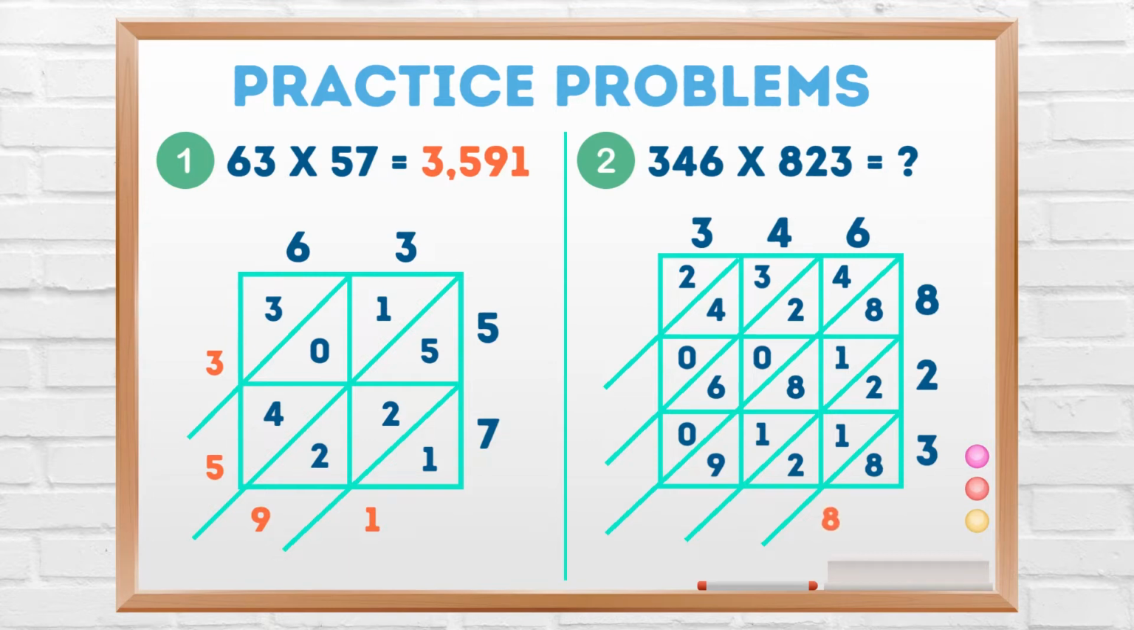8 is on its own, 2 plus 1 plus 2 is 5, 9 plus 1 plus 8 plus 1 plus 8 is 27, so we write 7 on the outside of the box and carry the 2. 6 plus 2 plus 4 plus the extra 2 is 14, so we carry the 1. 4 plus 3 plus 1 is 8, and 2 is by itself. We know the number outside of the lattice is our answer, so 346 times 823 is 284,758. And that's how you use the Italian lattice method for multiplying multi-digit numbers.